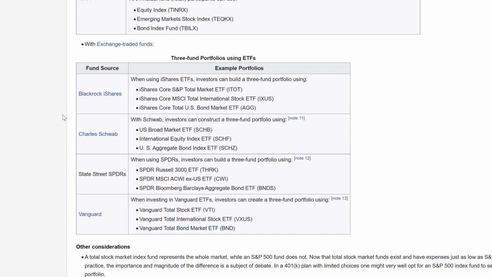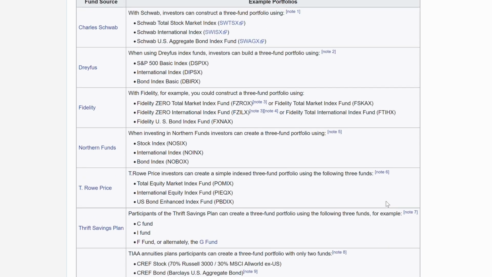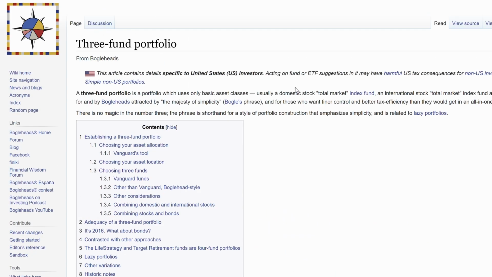So you have the BlackRock, iShares, Charles Schwab has their ETFs, State Street, and then what I use is Vanguard's ETFs. So I use Vanguard's ETFs on M1 Finance, and we're going to talk about that more in just a second. But this is a really great resource for your 3-fund portfolio. Not only does it have how you can build a 3-fund portfolio, but also it has so much other information on the 3-fund portfolio, like why it's so great and all kinds of cool stuff.